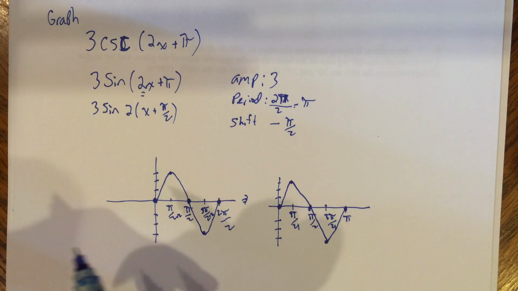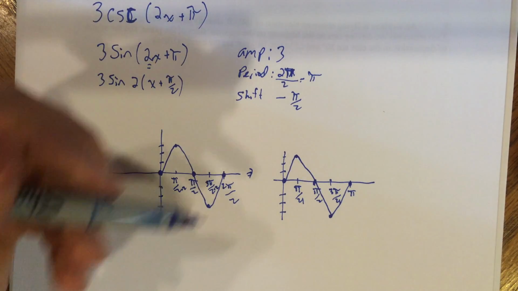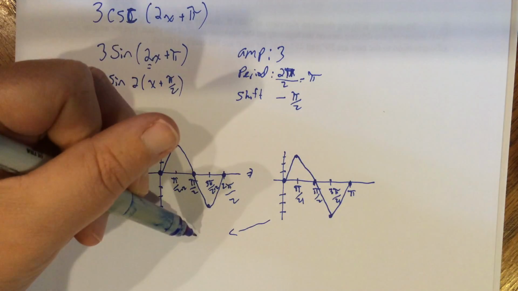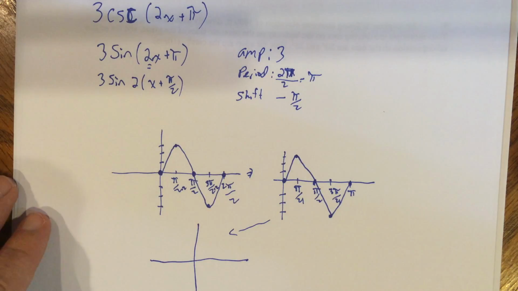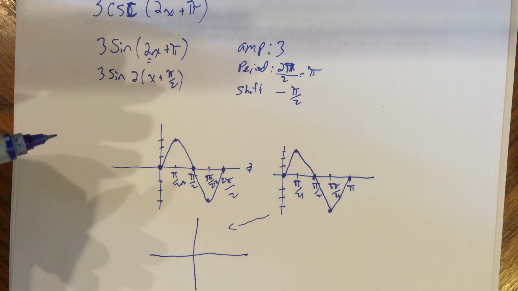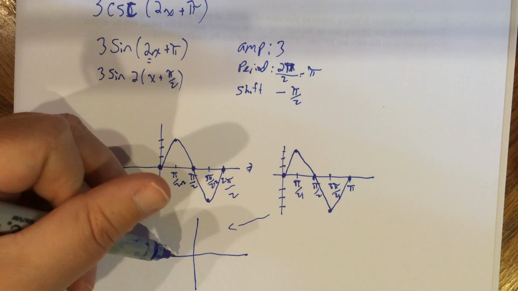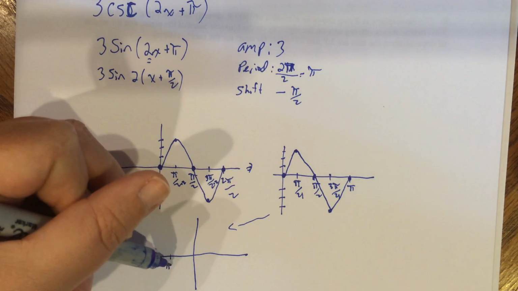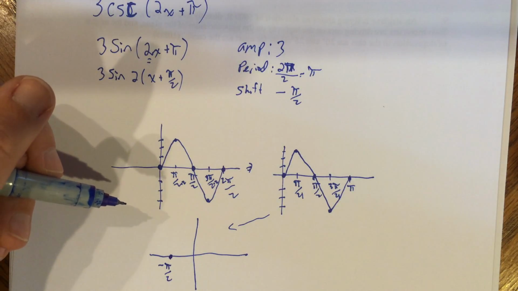Now I need to shift it. So this thing shifts left pi over 2. So we're going to go ahead and shift this left pi over 2, and we're going to draw it right down here. So if we shift this left pi over 2, then instead of starting at 0, it's going to start at negative pi over 2. Because I'm just subtracting pi over 2 from each point.